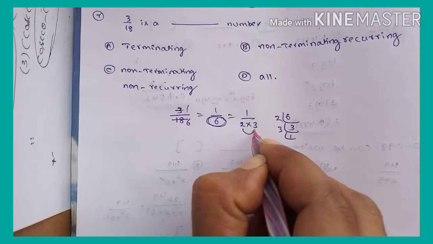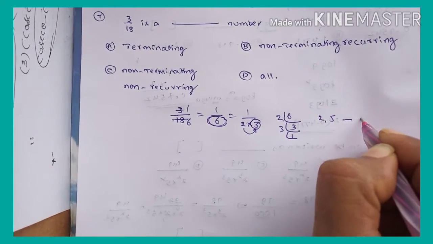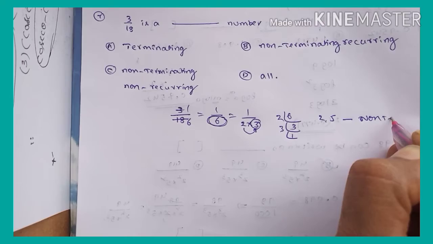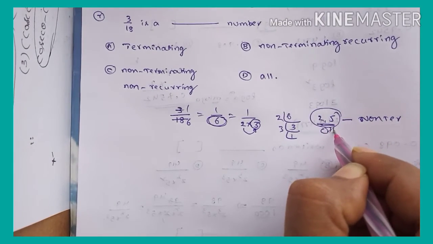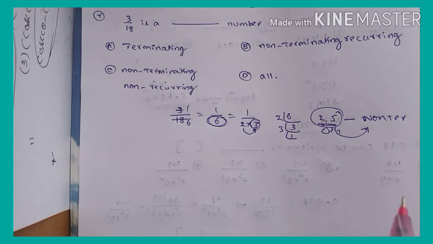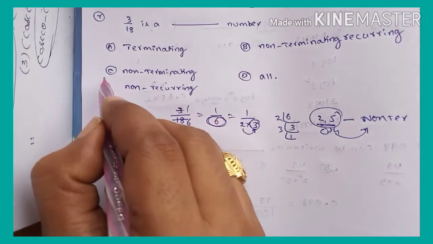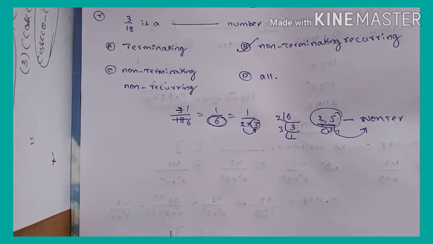If we get denominator factors other than 2 or 5, then it is called a non-terminating decimal number. If the factors are 2 and 5, it is terminating; other than 2 and 5, it is called a non-terminating recurring decimal number. So here it is a non-terminating recurring decimal number, option B is correct.